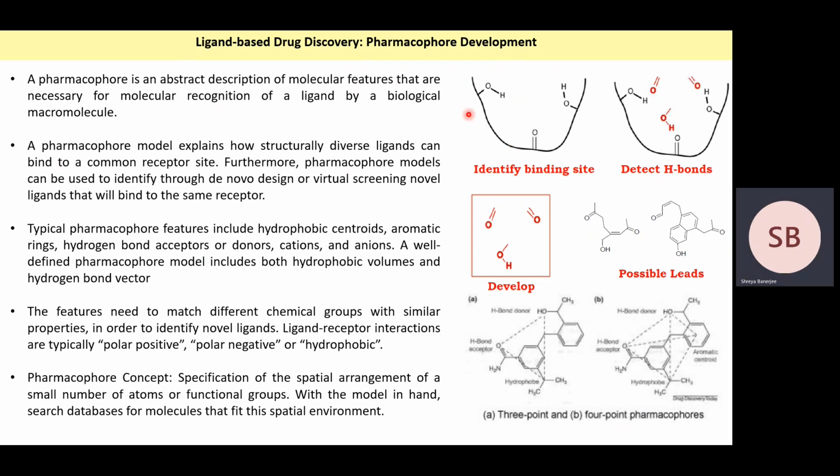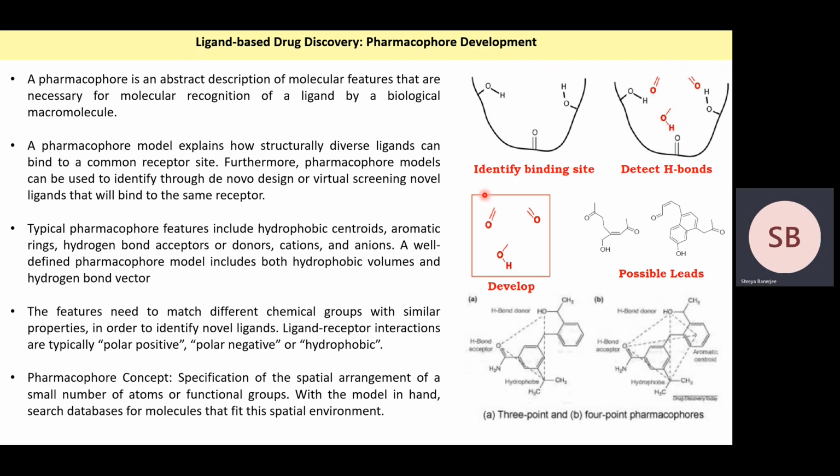Firstly, the binding site in the protein is identified. So suppose the binding site as shown here has 2 hydroxyl groups and 1 carbonyl group. Next, hydrogen bonds are detected which can bind to the binding site of the protein. So if there is a hydroxyl OH, a carbonyl O will bind to it. Similarly, for this hydroxyl OH, a carbonyl O will bind to it. And for the carbonyl O, a hydroxyl OH will bind.